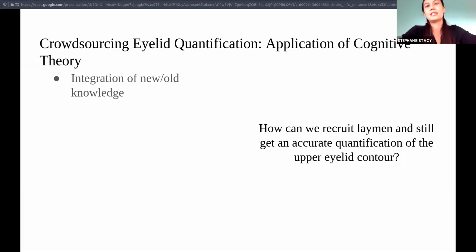So on the right, you can see our problem statement. How can we recruit laymen to get an accurate quantification of the upper eyelid contour? And so one of the tenets of the cognitive theory has to do with problem solving. And I think this is especially important for consulting when you're working with a client. And essentially that would mean that your client has this idea of what they want and this set of knowledge and expertise in their area.